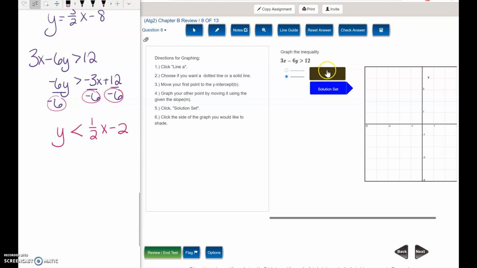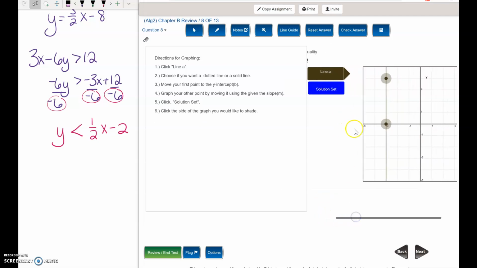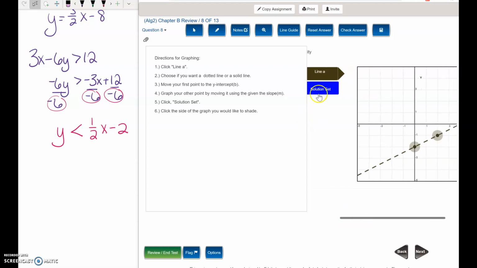So I click line A. I want my y-intercept at negative 2. I want a slope of 1/2, so up 1 over 2. I want this to be a dashed line. Then I click solution set. Less than would be shading down.